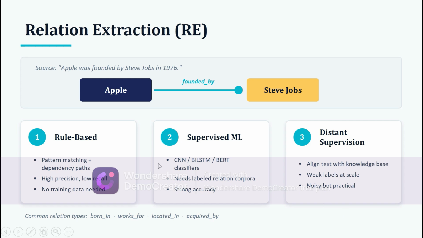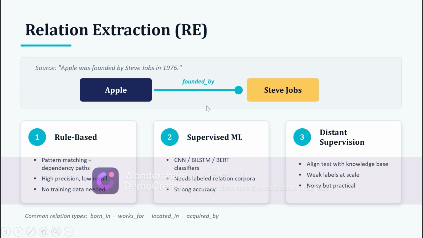Once we have entities, the next question is how do they relate? Relation extraction classifies the semantic link between two identified entities. In the example, the sentence Apple was founded by Steve Jobs in 1976 yields the triple Apple, founded by, Steve Jobs.